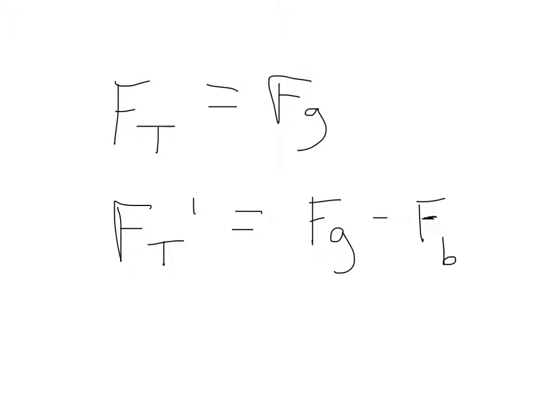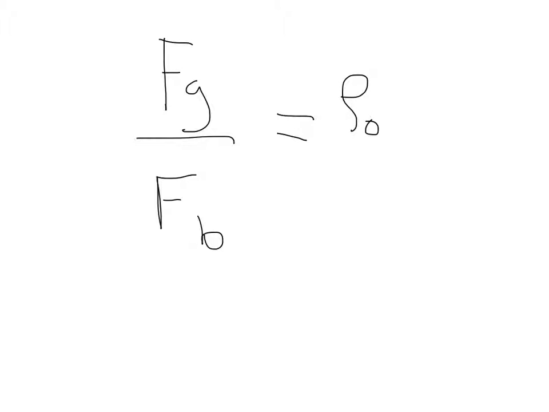So what I want to show you, I'll go to a new slide here, is that if you were able to take the weight of the object, that is Fg, and divide it by the buoyancy force the object experiences in the water, that's Fb, that's going to be equal to the density of the object times the volume of the object times g, divided by the density of water times the volume of the object times g.